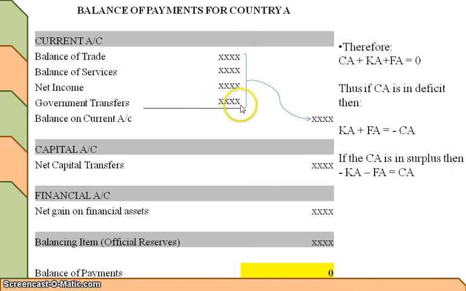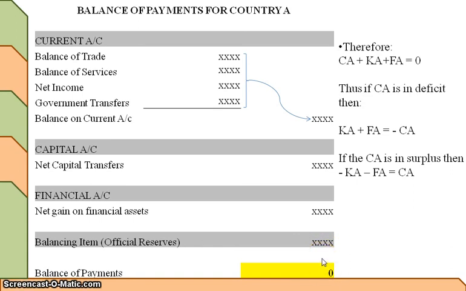So we tally this entire value and then we pull it across here in this column, and so everything here adds up to the balance on the current account. Then we have the capital account, the net capital transfers, the value is here. The net gain on financial assets is recorded here, and here we have our errors, if any computational errors may have taken place, and the balance nets out.